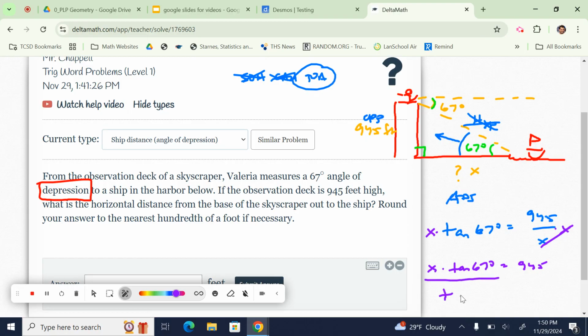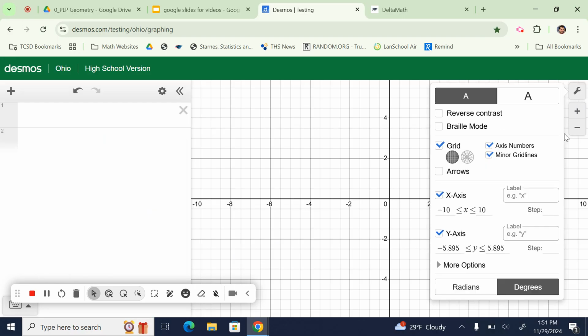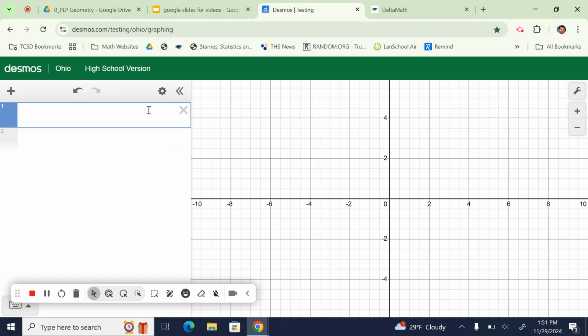It's being multiplied with the tangent of 67. So we're going to divide both sides by the tangent of 67 degrees. They will cancel. X will be by itself. And this is what we're going to type into Desmos, that division problem. 945 divided by the tangent of 67. Again, make sure you're in degrees still. I am. 945 divided by the tangent of 67.